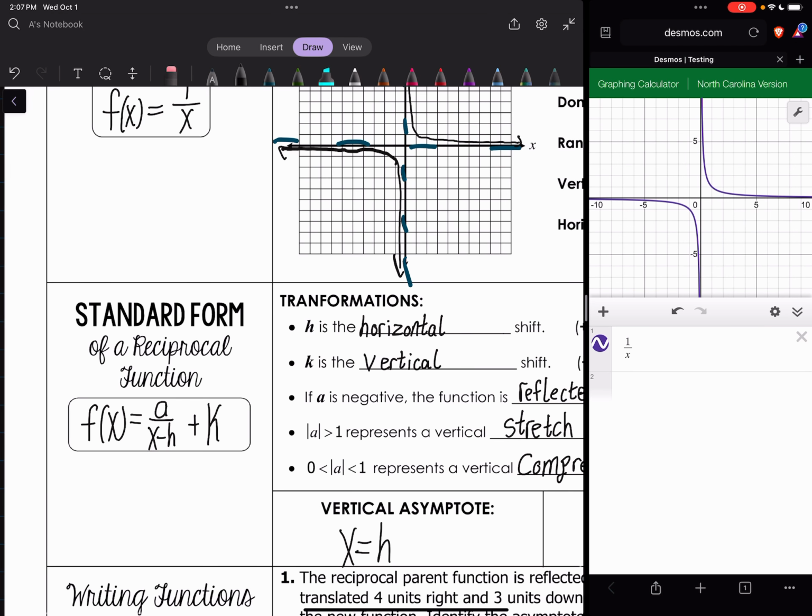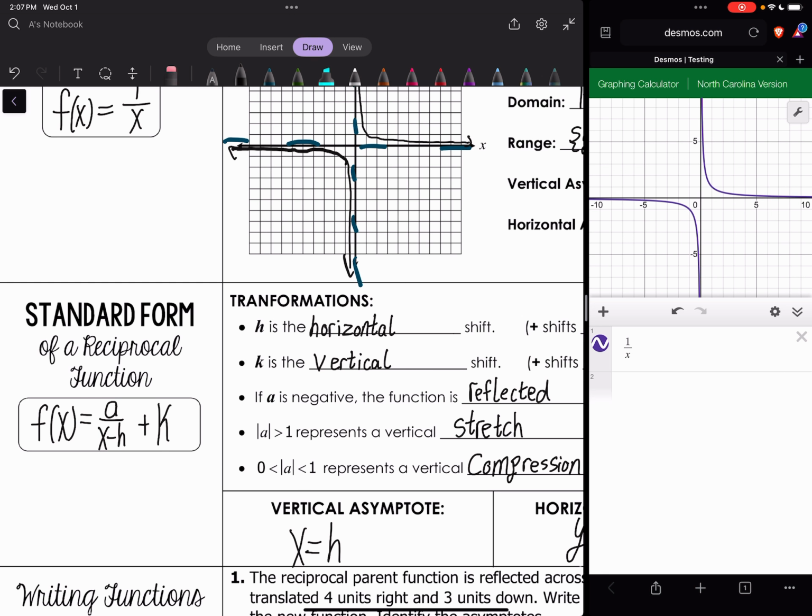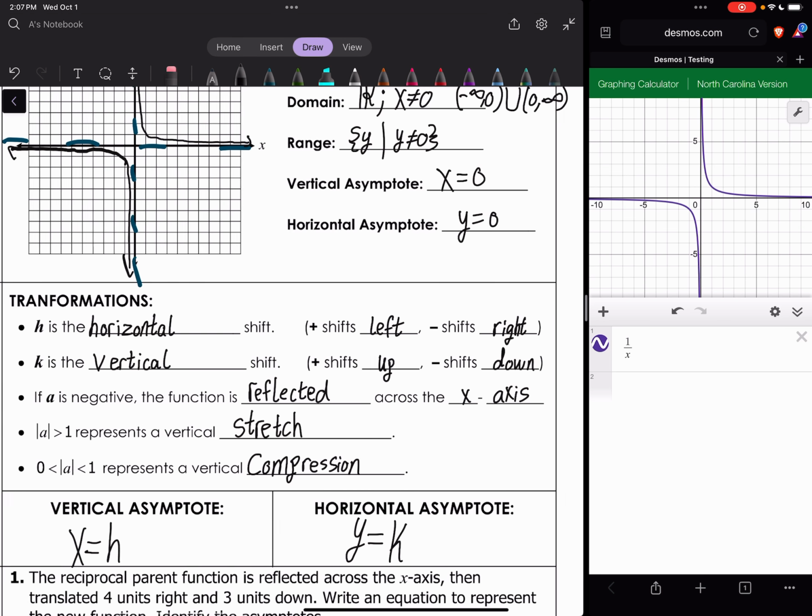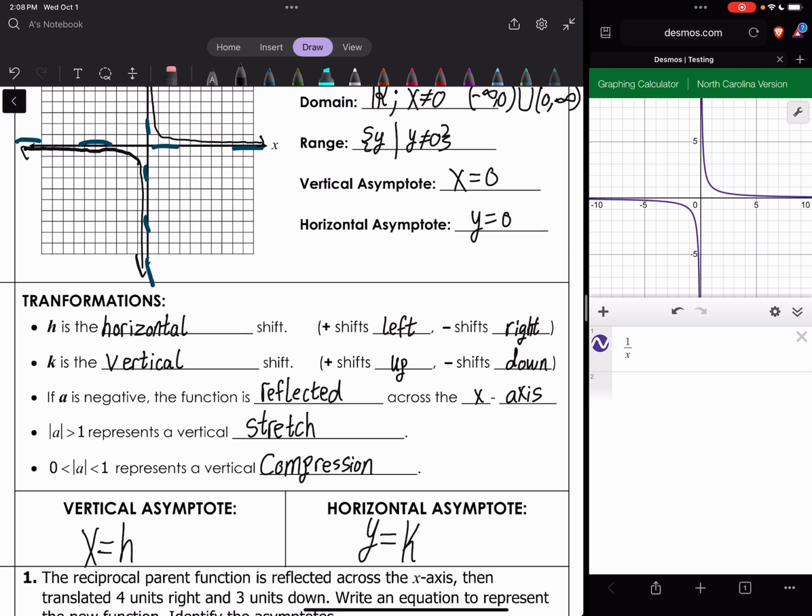Here's your standard form of the reciprocal function. Now notice this is similar to what we were doing before, and much of the transformations are similar. Now notice there is no endpoint or turning point because the domain and range is all real numbers except for a singular value.